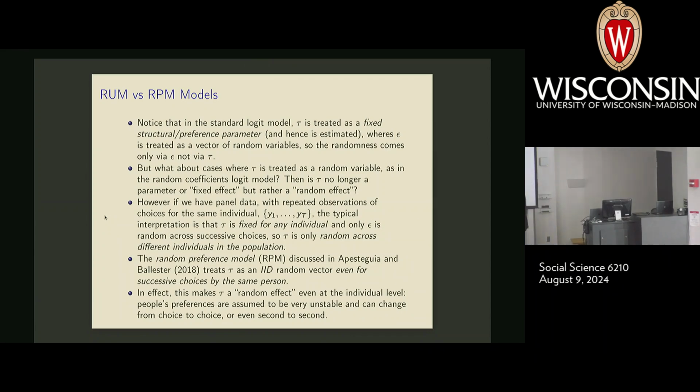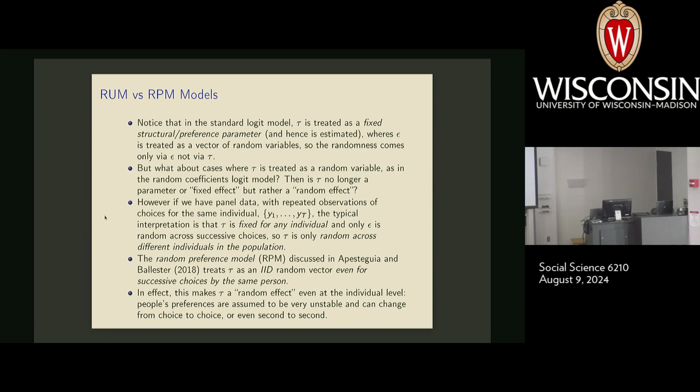Now, let me make a conceptual aside before I go further into this. In the standard logit model, if we have panel data, tau is a fixed effect for each person, right? Your price sensitivity doesn't change. You have random utility. There are other things that shock you, that we think of as unobserved states that make you choose one car or another when you're shopping.